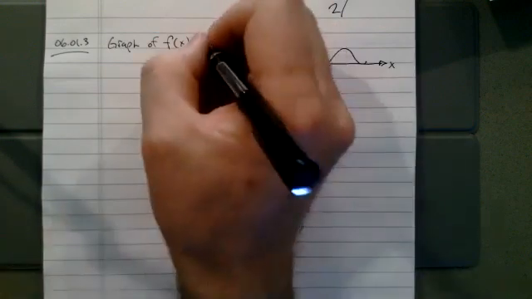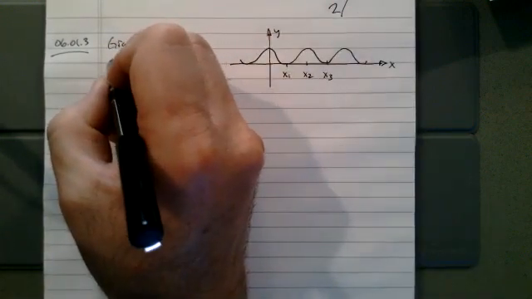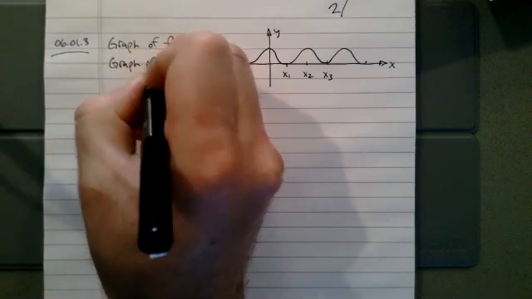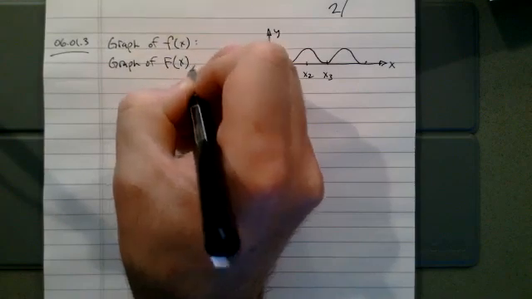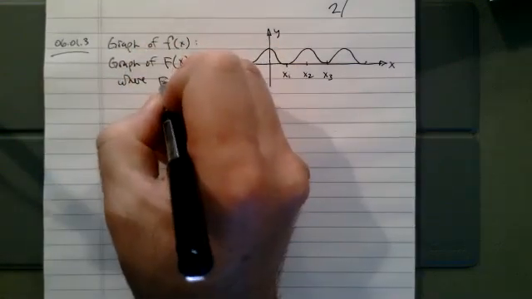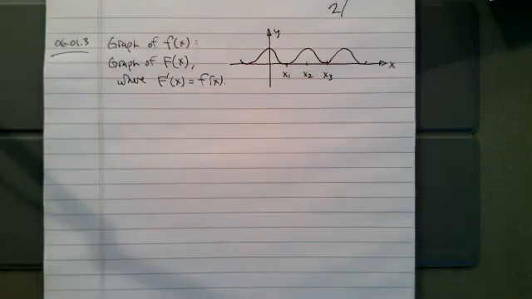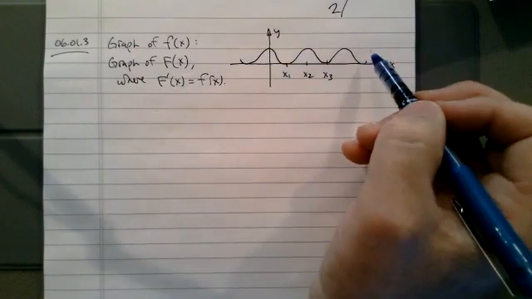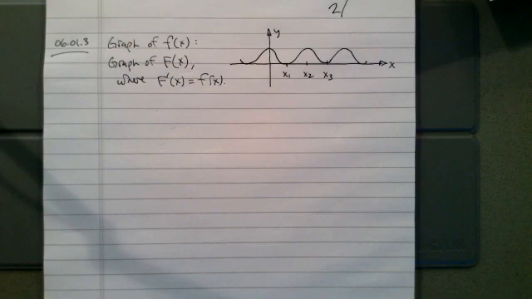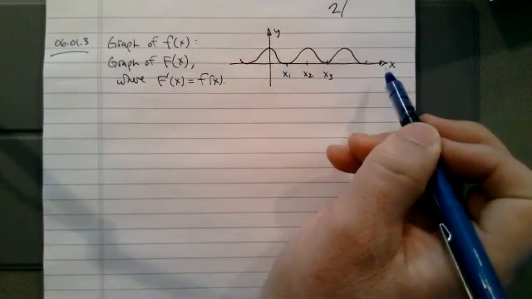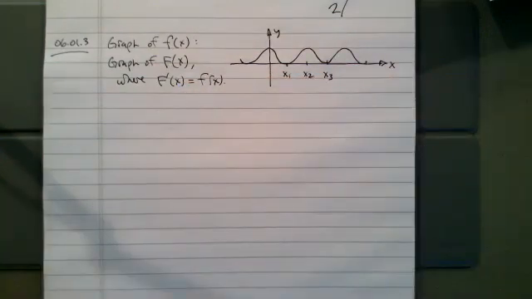So here's our graph of f of x, and we want to find the graph of capital F of x, where capital F prime of x is equal to little f of x. That is, what is this the derivative of? Or what does the graph of the antiderivative look like? All right, so the nice thing about this particular multiple choice problem is that we can see that f of x is never negative, so capital F of x is never decreasing.